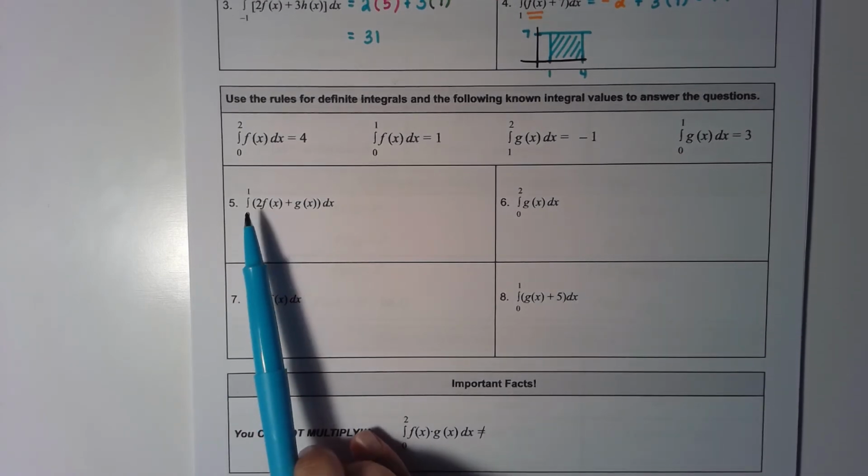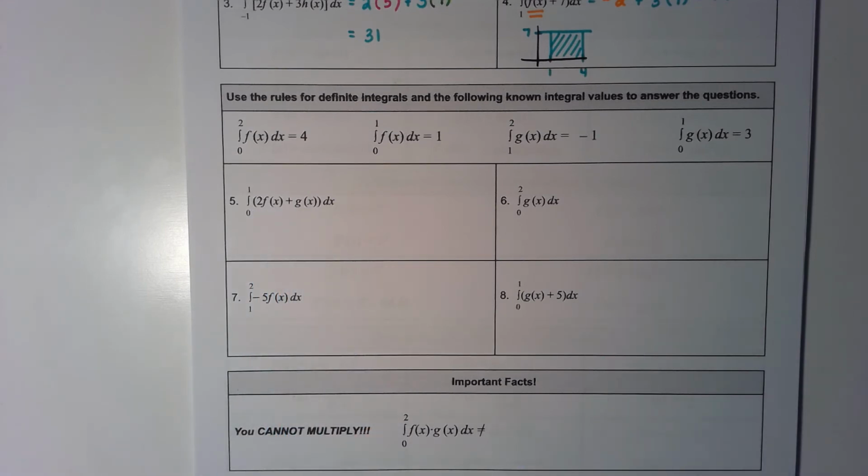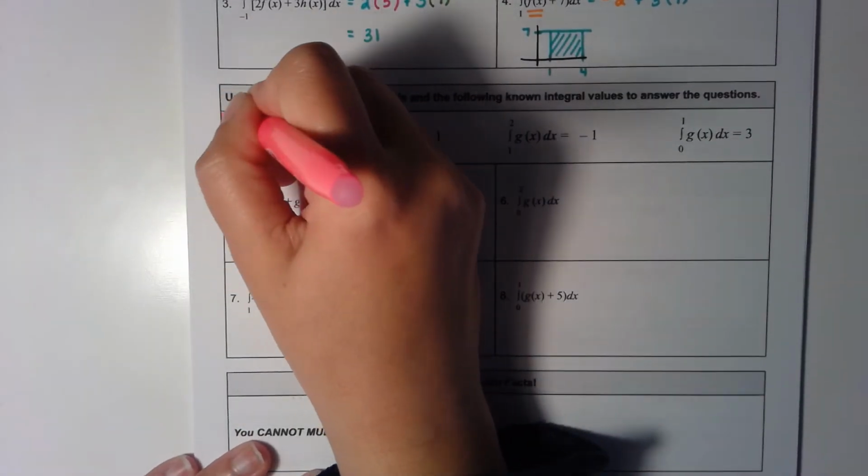Problem number 1 says the integral from 0 to 1 of 2 f of x plus g of x. Well, I know, I'm going to make these colored so that it's easier to see which ones I'm referring to.